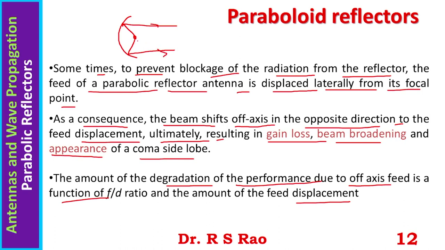Usually, the source has certain non-negligible dimensions. Because of these dimensions, the source blocks waves that are moving out after getting reflected from the reflector. Similarly, you consider a wave getting reflected and being blocked by the source. So you can find the wave here, but in a certain portion it is blocked out.